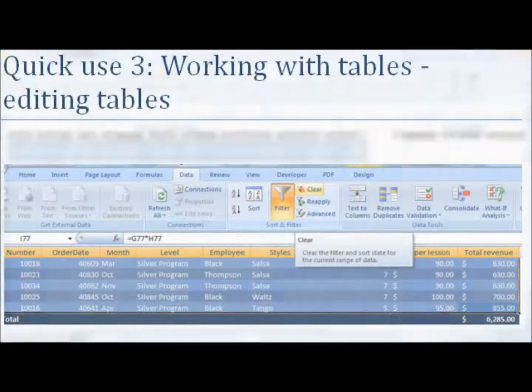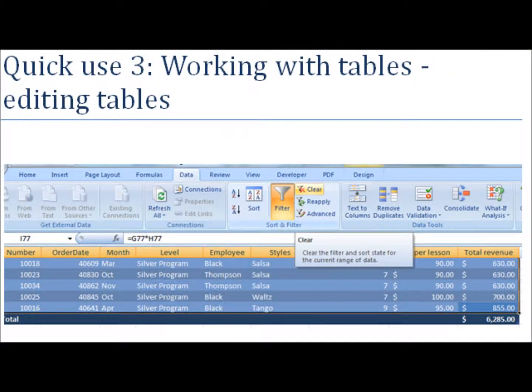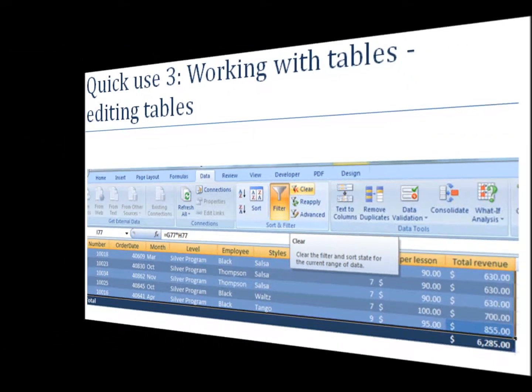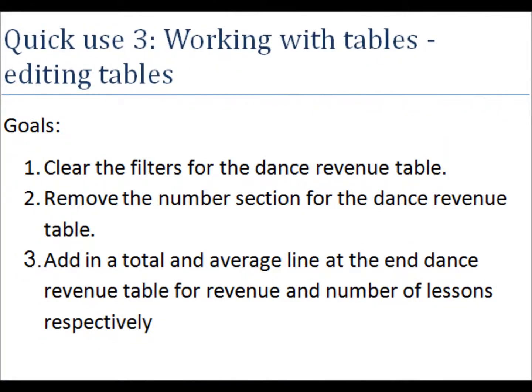For quick use 3, working with tables, we're going to work with editing tables. We have 3 particular goals for this section. The first is to clear the filters for the dance revenue table. The second is to remove the number section at the top of the dance revenue table. And our third goal is to add a total and average line at the end of the dance revenue table for revenue and number of lessons respectively.